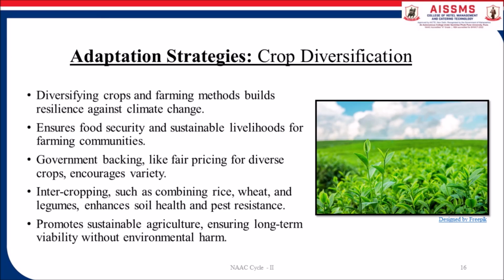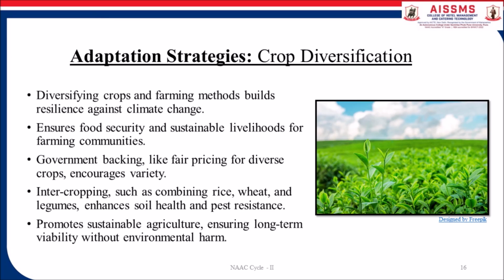When farmers plant a variety of crops and use different ways of farming, it helps them deal with different kinds of weather, like too much or too little rain, or hot or cold temperatures. This helps make sure there's enough food for everyone and that farmers can keep making a living.